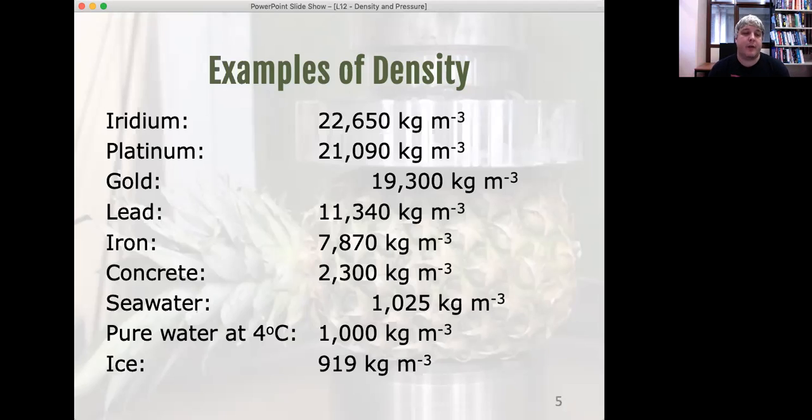You can see pure water at 4 degrees Celsius is 1,000 kilograms per cubic meter. Seawater is actually slightly more dense, 1,025 kilograms per cubic meter. And ice is less dense. As we all know, ice floats. It only has a density of 919 kilograms per cubic meter. We will talk more about floating and about these different densities, and especially about the density of water changing. You'll notice I've said at 4 degrees Celsius. It changes at different temperatures.